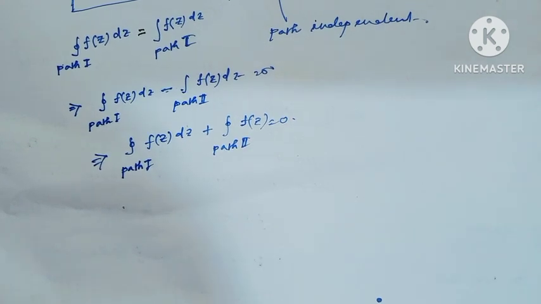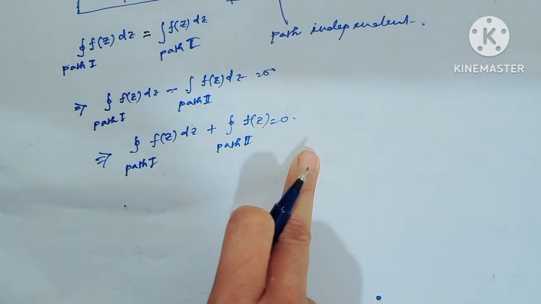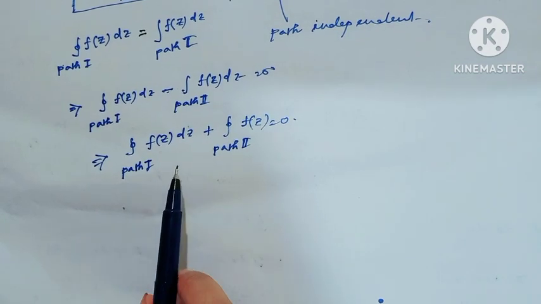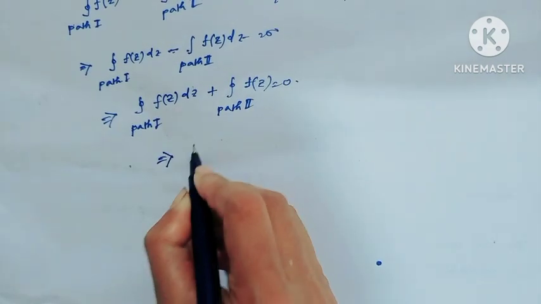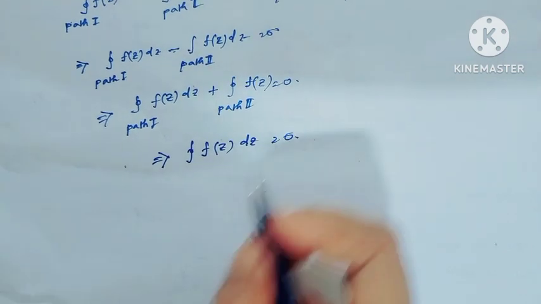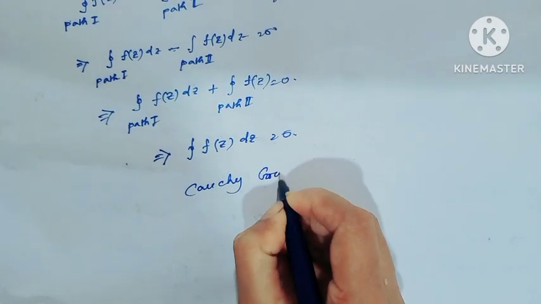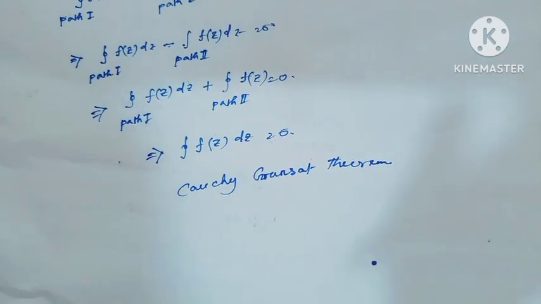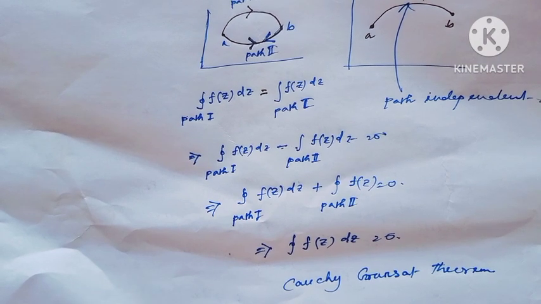That means path 1 f(z) dz plus path 2 f(z) dz equal to 0. That implies the integration of f(z) dz equal to 0, and this is actually the Cauchy Goursat theorem. Okay. Well, that means the Cauchy Goursat theorem is actually path independent.